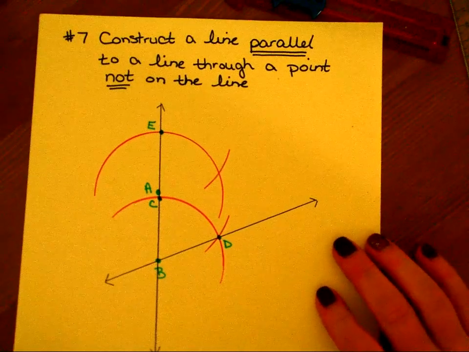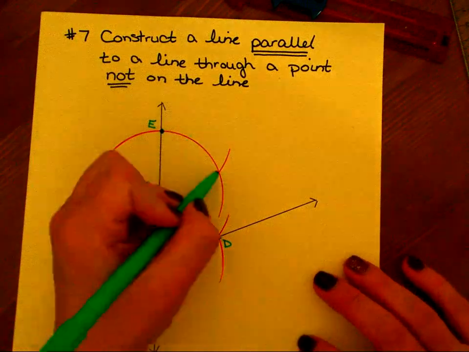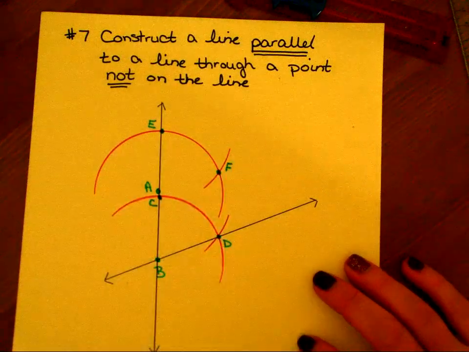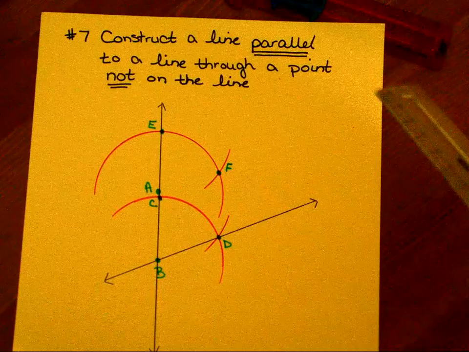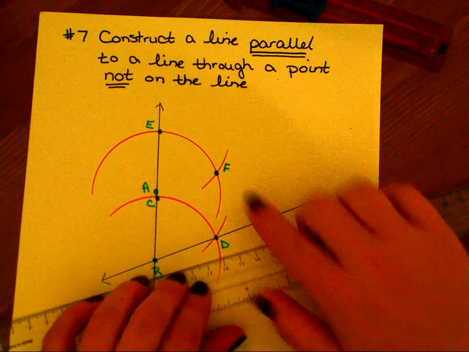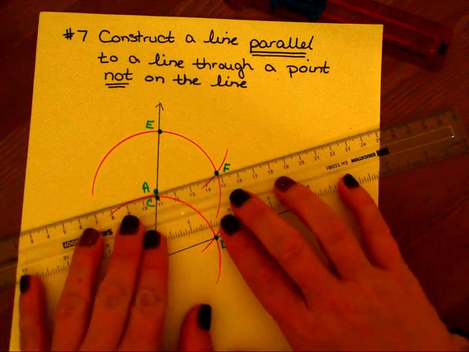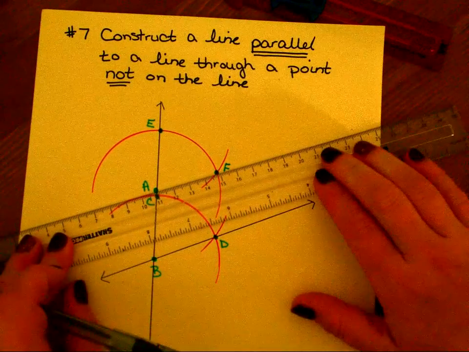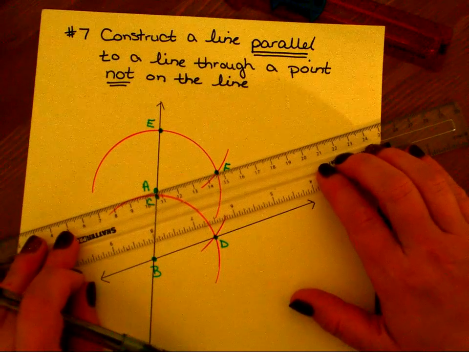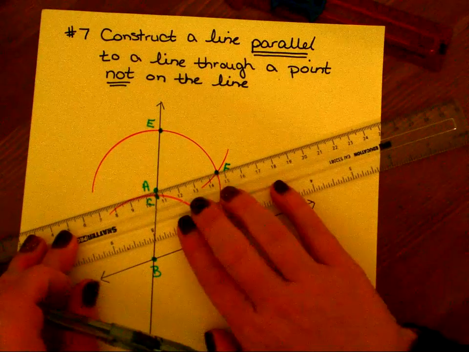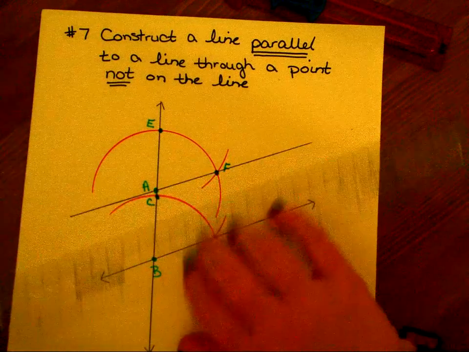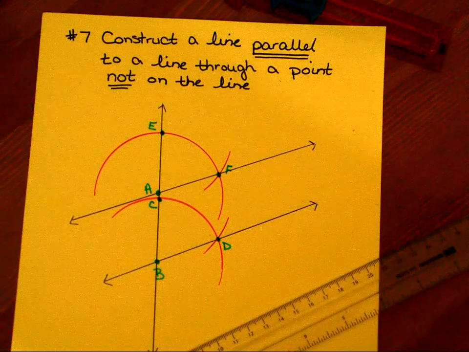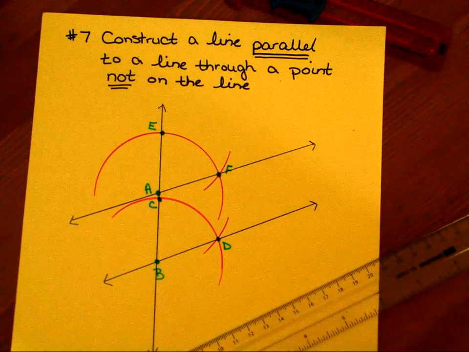I'm turning my paper back around here. And now I'm going to label this intersection point. Let's go with F. And now we're going to create our second line. Our original point was A, and our new point is F. Again, remembering it's a line, so it needs to have arrows on either end.